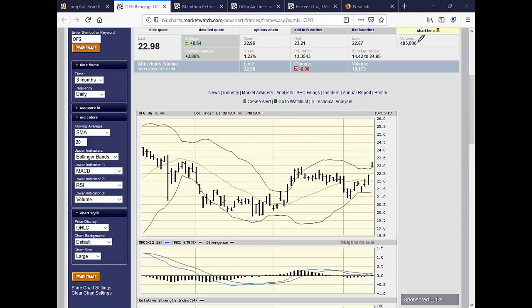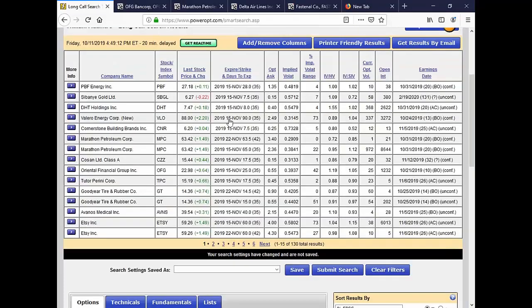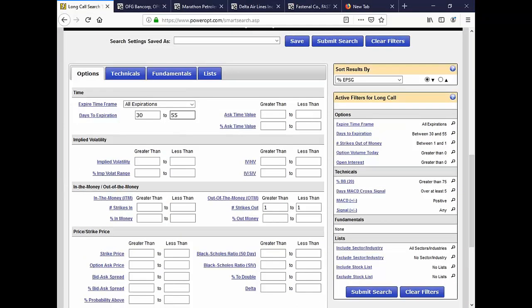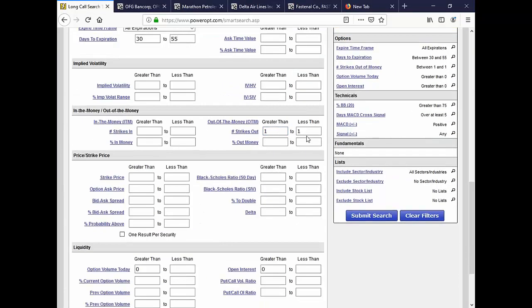So that's another thought you might want to consider. Let's review that again, Thomas. What did I do? We extended the time frame. I just looked for one strike out of the money to find the stocks I want. Now that I have a projection going forward, I'll try to see what it is.